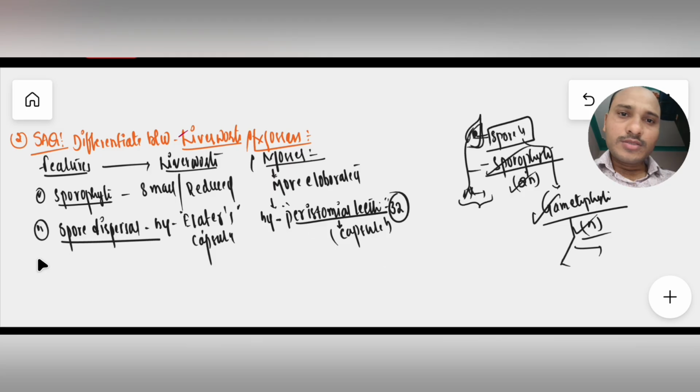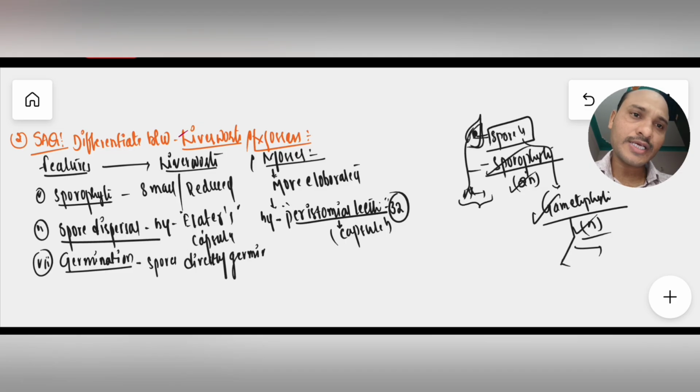Next point, the seventh point, you need to remember their germination types. After the spores are dispersed, they undergo germination. In liverworts, the spores directly germinate into a free living gametophyte plant body. Free living means they do not depend on the sporophyte plant body. So here spores directly germinate into a free living gametophyte plant body.